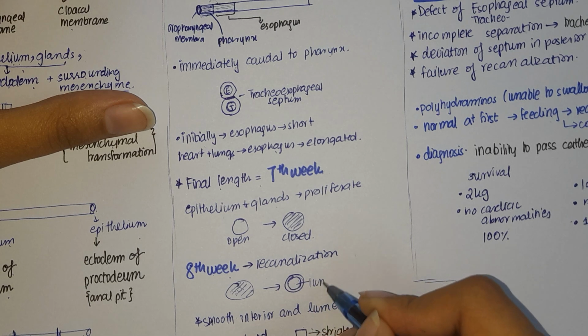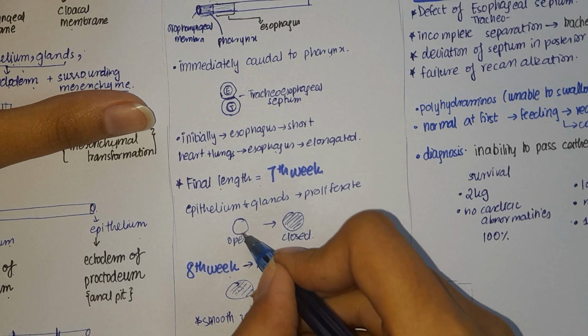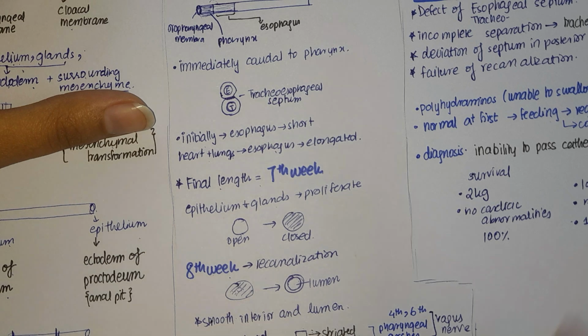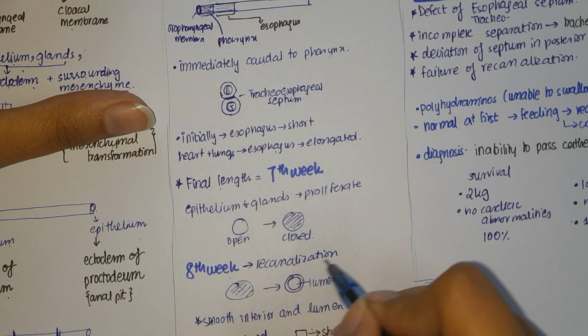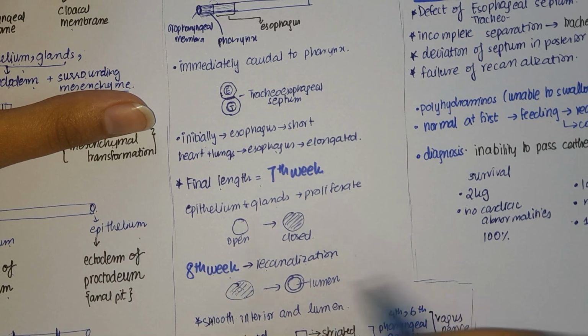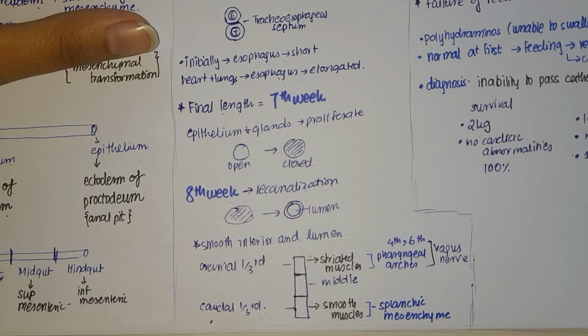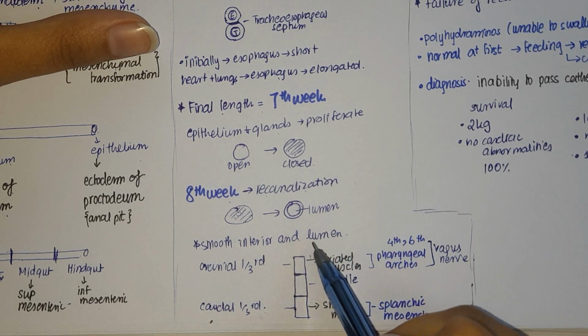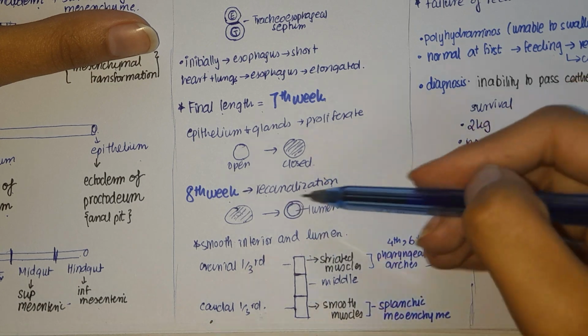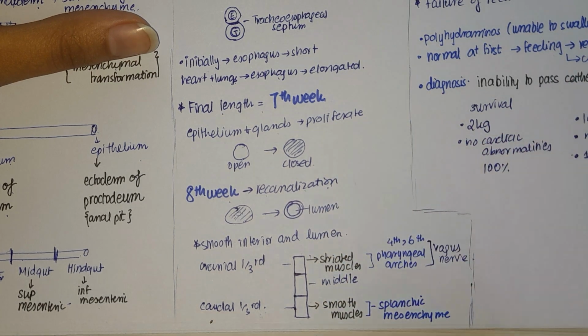and then a lumen is formed. Why does this happen? Firstly it was open, then the hole is filled with membrane, then the membrane undergoes recanalization in the 8th week, and a lumen is formed. Why does this happen? To make the interior of the esophagus very smooth and the lumen very well defined. So for the smoothing of the interior and for defining the lumen, we have the recanalization process taking place.